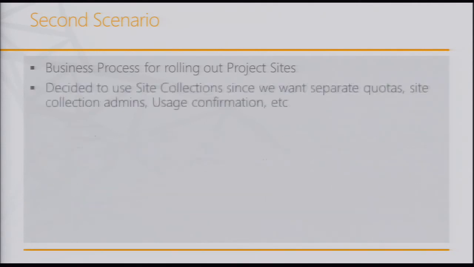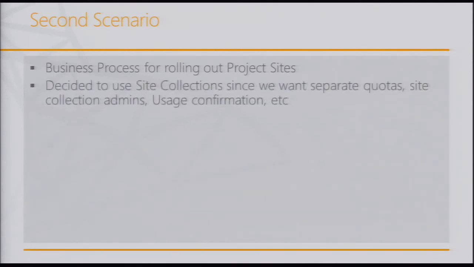My second scenario requires some explaining. So let's pretend we're in an organization where there is a defined business process for rolling out project sites. Now, we take a look at those project sites, go through the requirements, and decide sites aren't really enough. We really want site collections because we want separate quotas. We want different site collection administrators to get notified. We want different usage confirmation and deletion turned on. We want to treat it more like ad hoc collaboration than we do publishing sites.